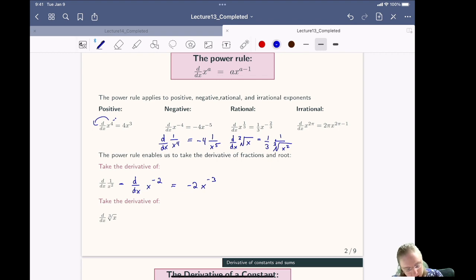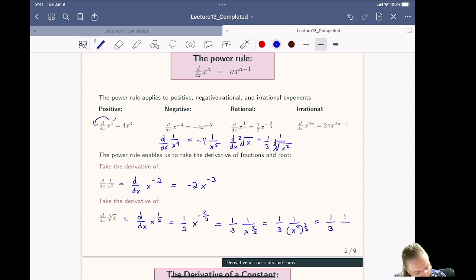Now we talked about this one just up above, where we have d by dx of the cubed root of x. This is the same thing as saying d by dx of x to the 1/3. We're going to take that 1/3 down and subtract 1. So we have x to the minus 2/3. Now we're going to rewrite this, and we have 1/3, 1 over x to the 2/3. Now I'm going to rewrite this one more time: 1 over x squared to the 1/3, which is equal to 1/3, 1 over the cubed root of x squared.